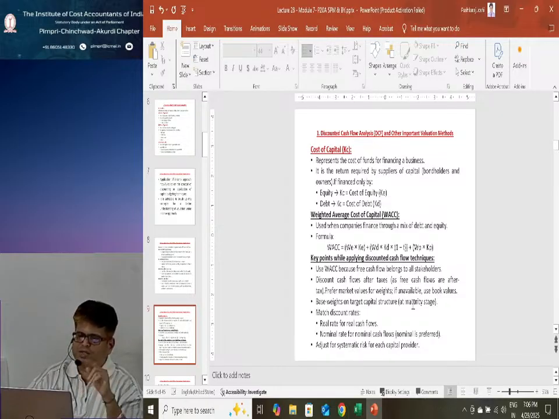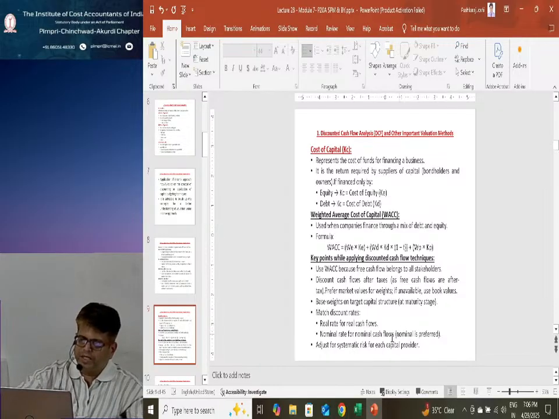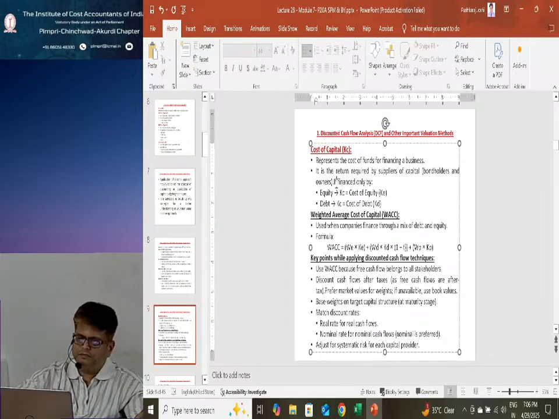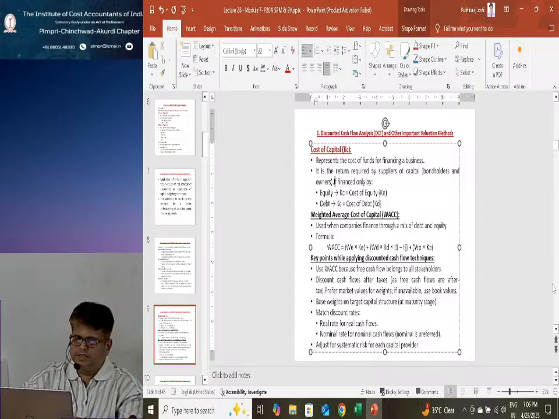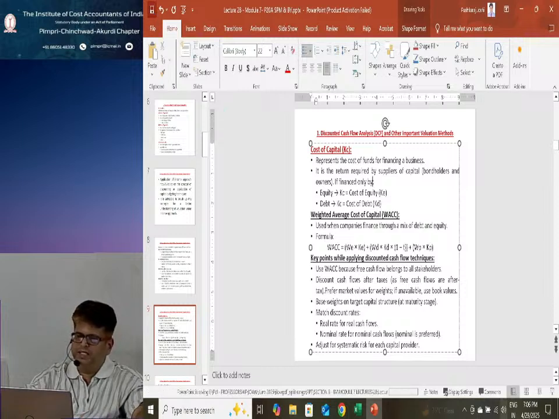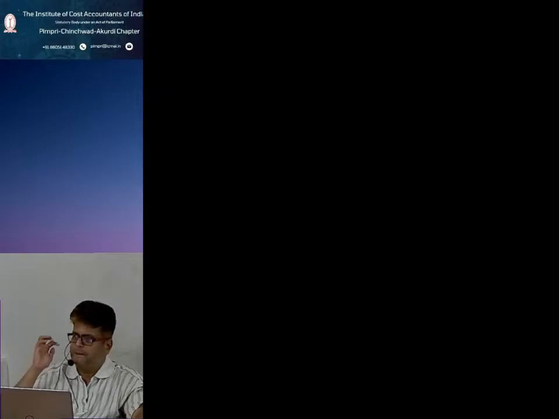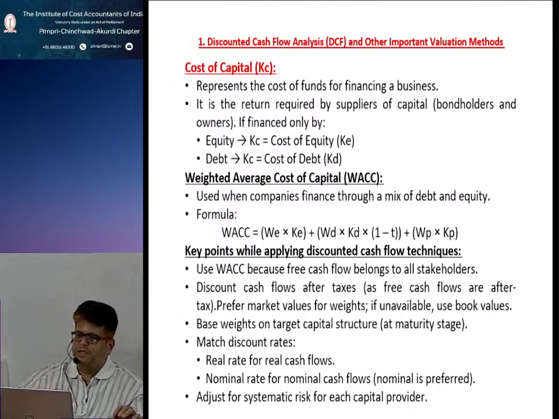If financed only by equity, then the cost of capital, represented by KC, is equal to the cost of equity. And if it is financed only by debt, then the cost of capital is equal to the cost of debt, represented by KD. Then there is the weighted average cost of capital, that is called WACC.